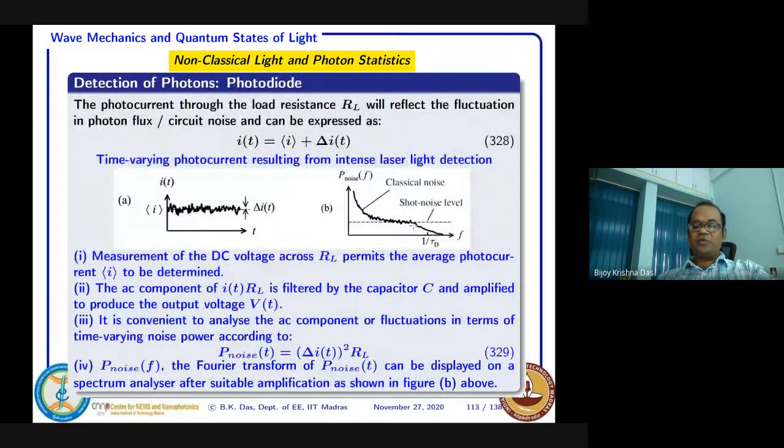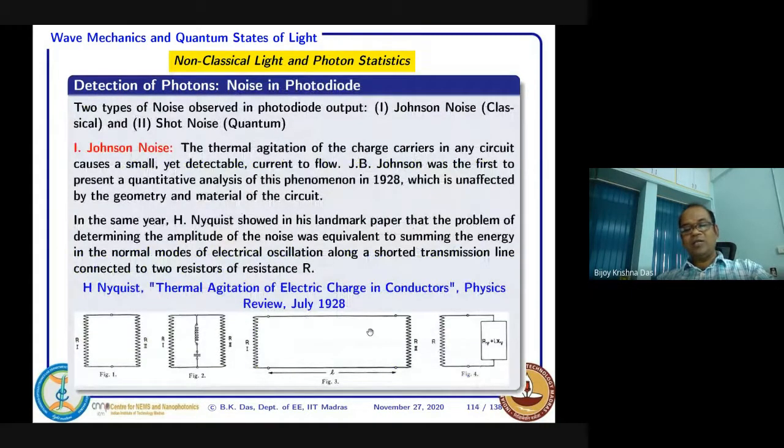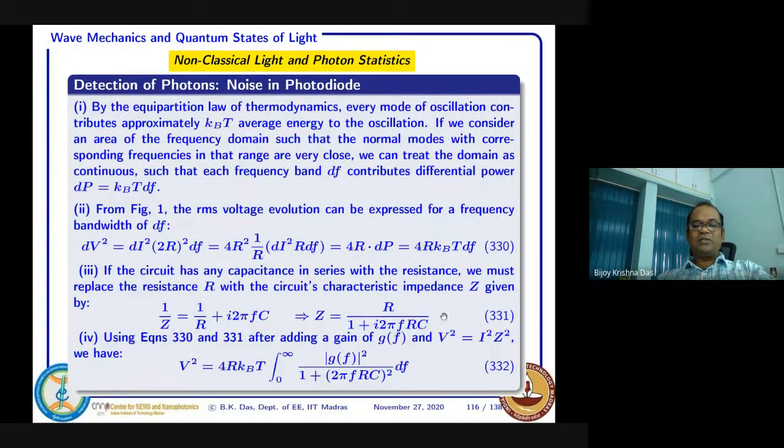Now we have seen how the noise expression comes out. Instead of R as a load, you can consider some reactive, complex impedance as the load. Some kind of capacitance or inductance will be there. Mostly it is capacitance, if not inductance. In that case, the total complex impedance is the resistance R in parallel with 1 over j omega C, as we know.